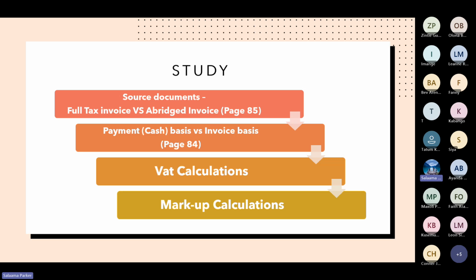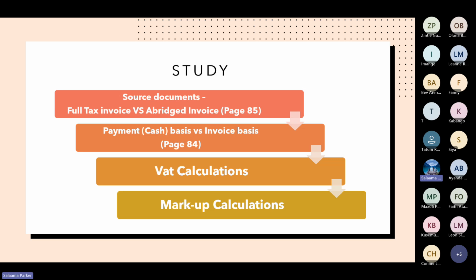Also, just remember the different types of source documents, full tax invoice versus an abridged invoice on page 85. Just revise that. The different methods of registering for VAT on page 84, cash basis or invoice basis, and then your calculations could come up here.